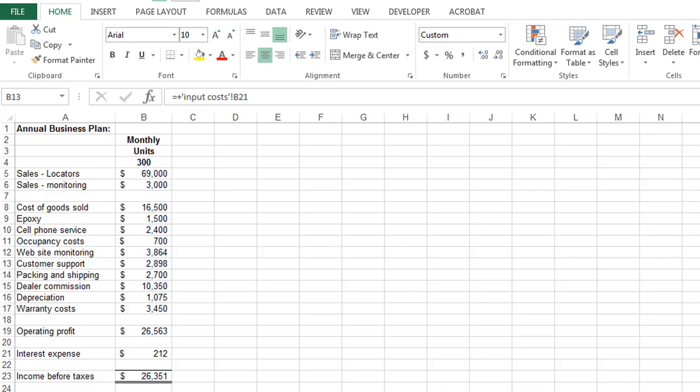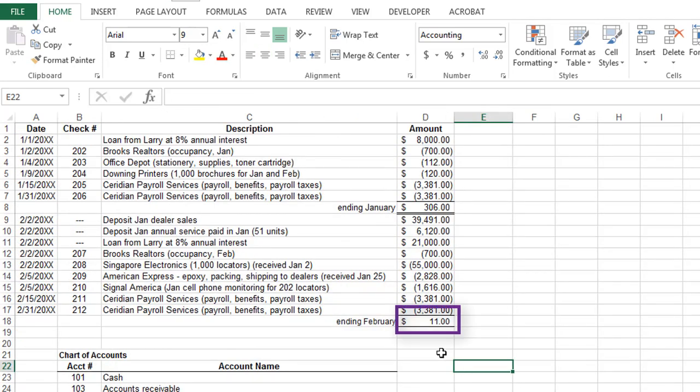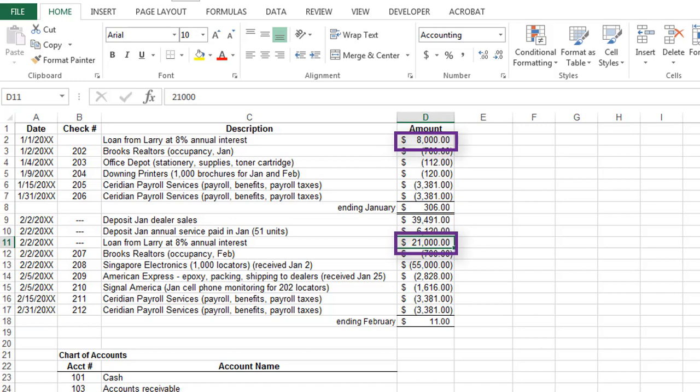Let's go to the checkbook. At the end of 2 months, they have $11 in the checkbook. What's worse is they have $11 in the checkbook after putting another $29,000 in. $8,000 in January and $21,000 in February.